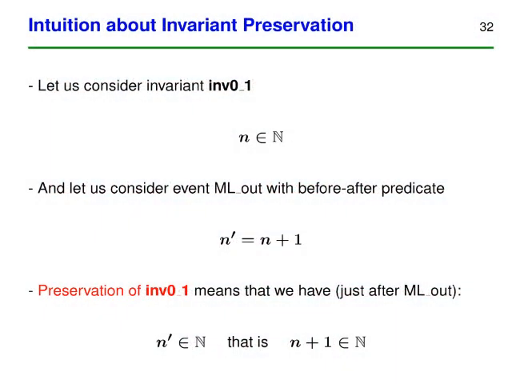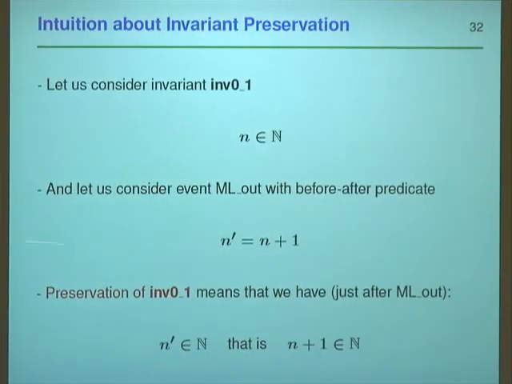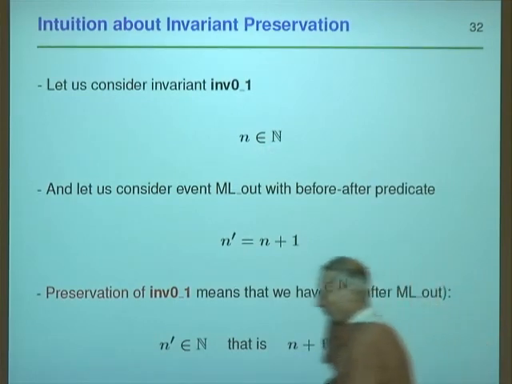And now our intuition about the proof obligation. For example, this invariant: n is a natural number. We consider the event, which has a before-after predicate, and we have to prove that the invariant is kept. Therefore, we have to prove n prime belongs to the natural numbers, and n prime is just n plus 1. This is an assumption, and we have to prove that under this hypothesis, we can have this. Not very difficult: Peano axiom.